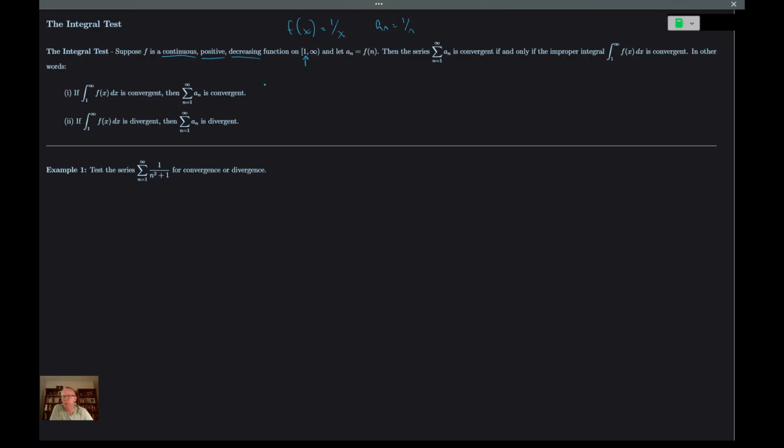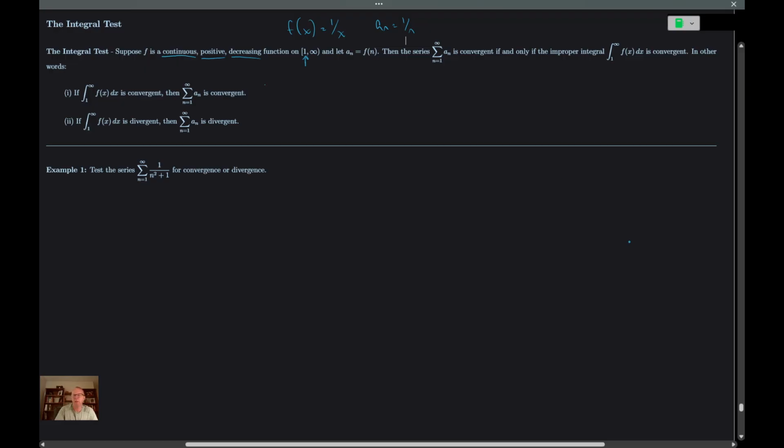Then this infinite series is convergent if and only if the improper integral of f of x is also convergent. So in other words, we have the improper integral from 1 to infinity. If that converges, then this infinite series converges. If the improper integral diverges, then the infinite series is also divergent. So let's look at an example to see how this works.